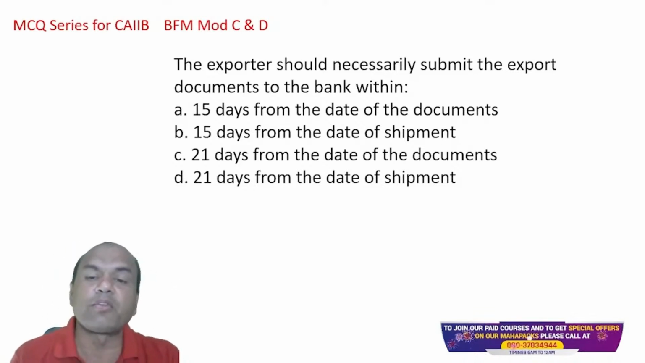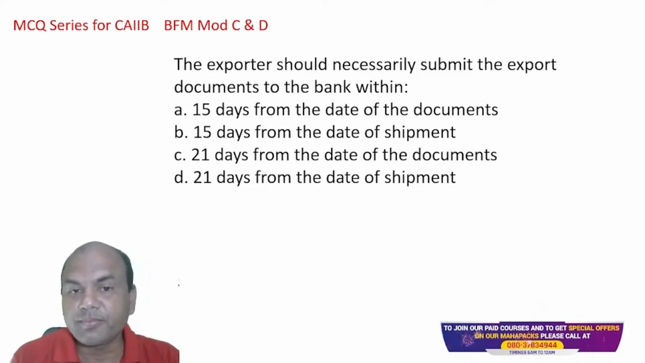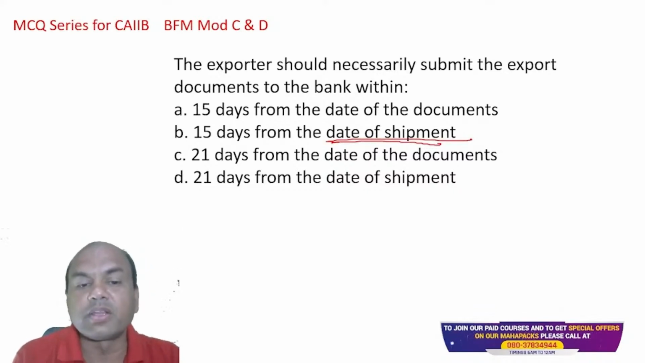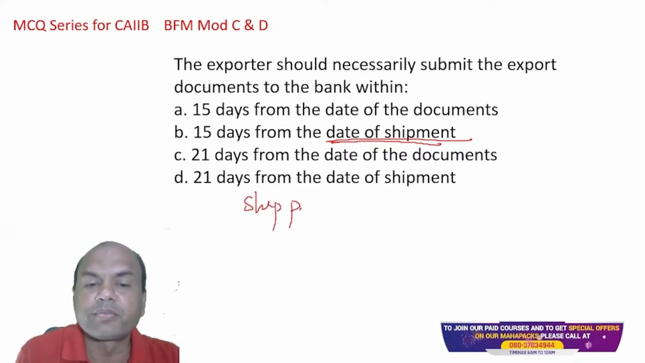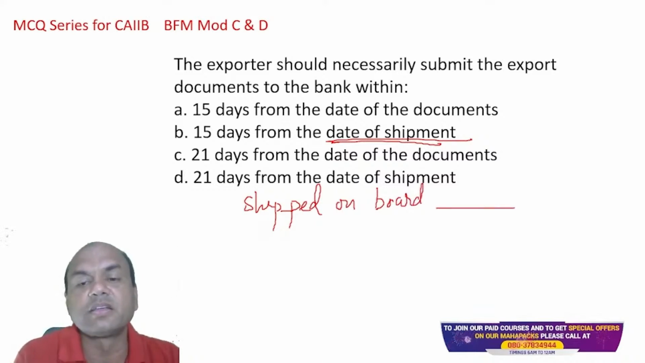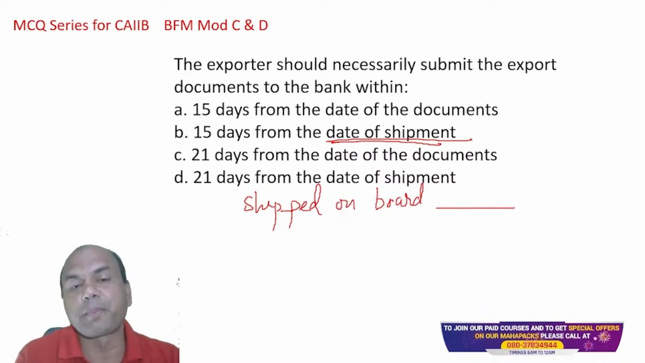Okay, what do you mean by the shipment date? Shipment date means whenever you get that bill of lading, on that there is a stamp called shipped on board. Shipped on board. This shipped on board stamp, whatever date it has, that is known as the date of shipment.